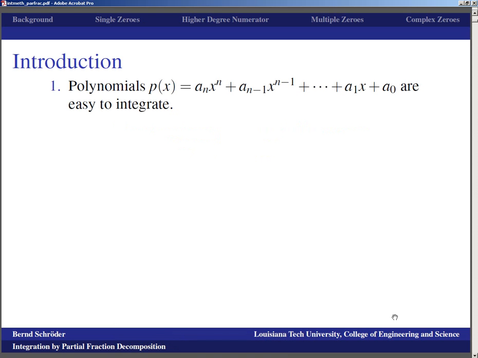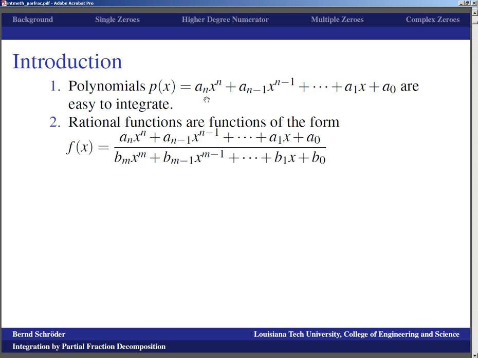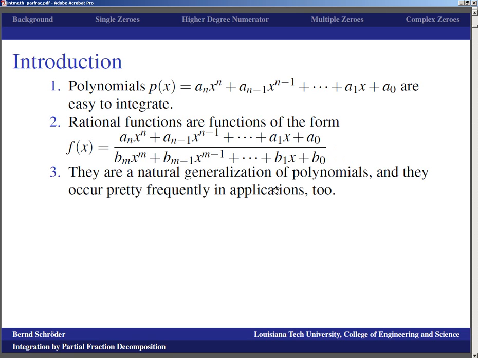All right, so basically the idea is that we know that polynomials, which are just sums of products of powers of x's with numbers, are easy to integrate. And the next more general class of functions are rational functions, where we still use x's and powers of x's and multiplication with constants and addition. But in rational functions, we also allow a division, right? So a rational function is just a quotient of two polynomials. These things are therefore natural generalizations of polynomials, and they occur pretty frequently in applications too.